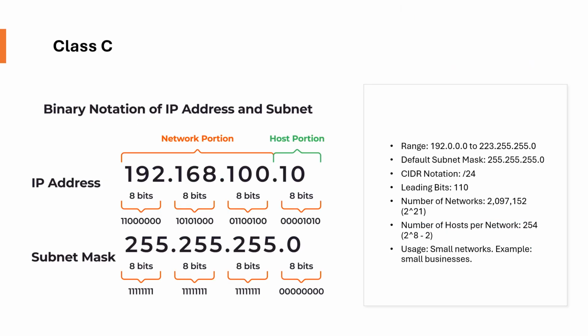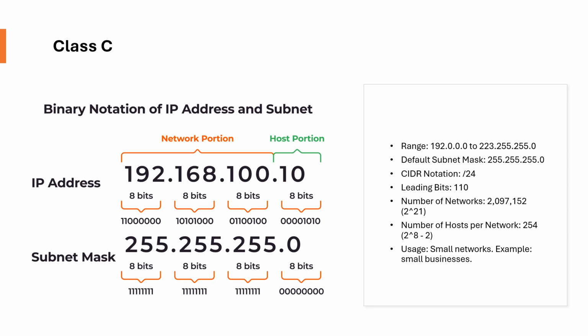The other is class C. Again, the default subnet mask is 255.255.255.0. That is, the first three bytes are reserved for the network address, and the last or remaining byte is reserved for the host address. The range of class C is 192.0.0.0 to 223.255.255.0. Here it is the notation.